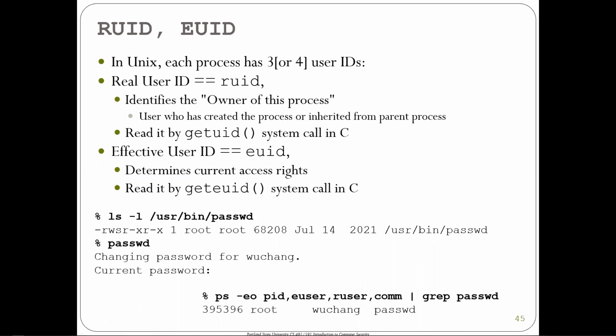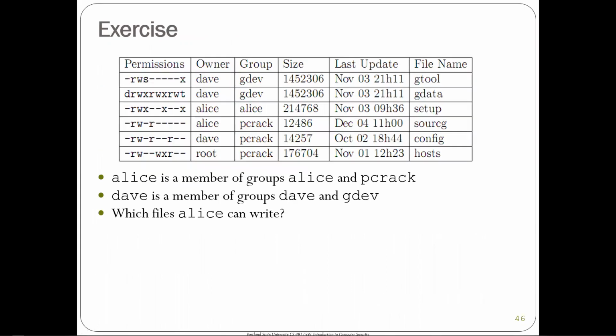Okay. So here is another exam question on a Linux, I think this is a Linux certification question. I have this listing. It's got some permissions. It has owners and it has groups. And the file name is all the way on the right. And let's say Alice is a member of her own group and then the pcrack group. And then Dave is a member of his own group and this gdev group. If you look at this file listing, which files can Alice write?